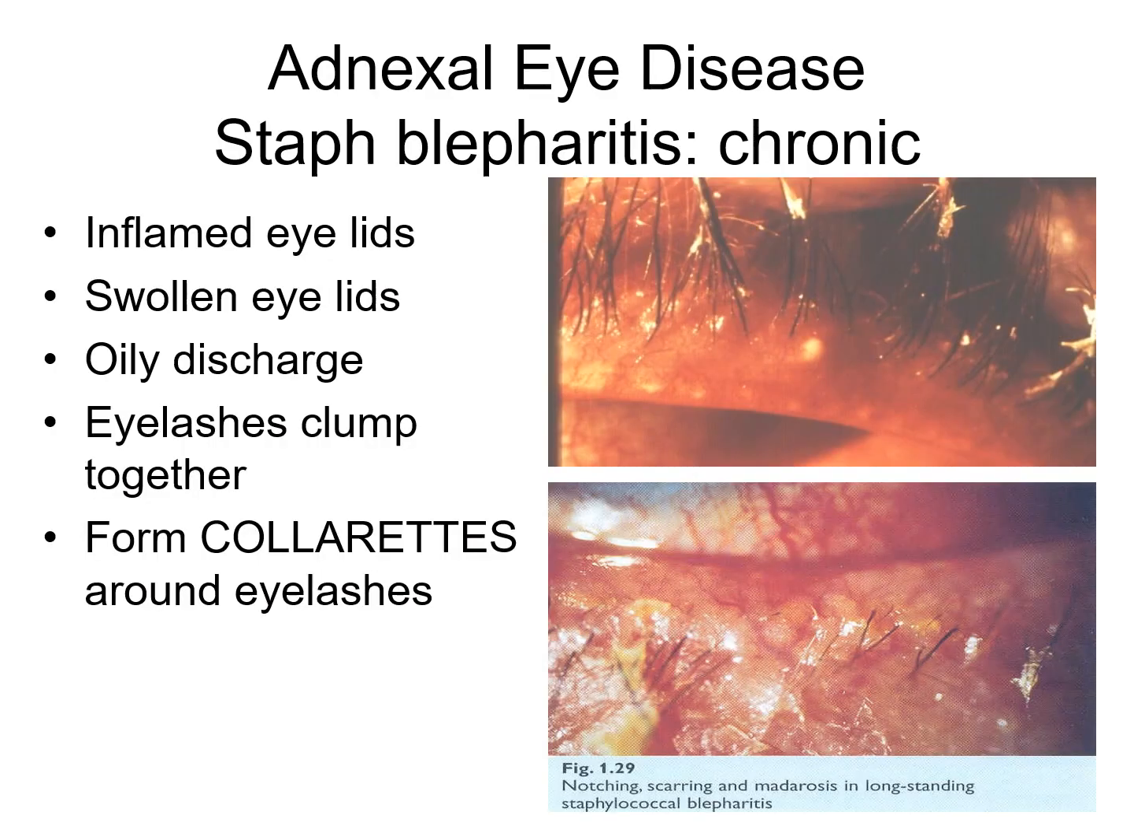Another chief complaint that is common in our clinics includes the presence of pruritus or itchiness of the eye, the most common cause of which is blepharitis, a condition in which the eyelid margin is chronically inflamed due to toxins secreted by Staphylococcus. This would present with inflamed eyelids, swollen eyelids, oily discharge from the eye, clumping of the eyelashes, with formation of collarettes.